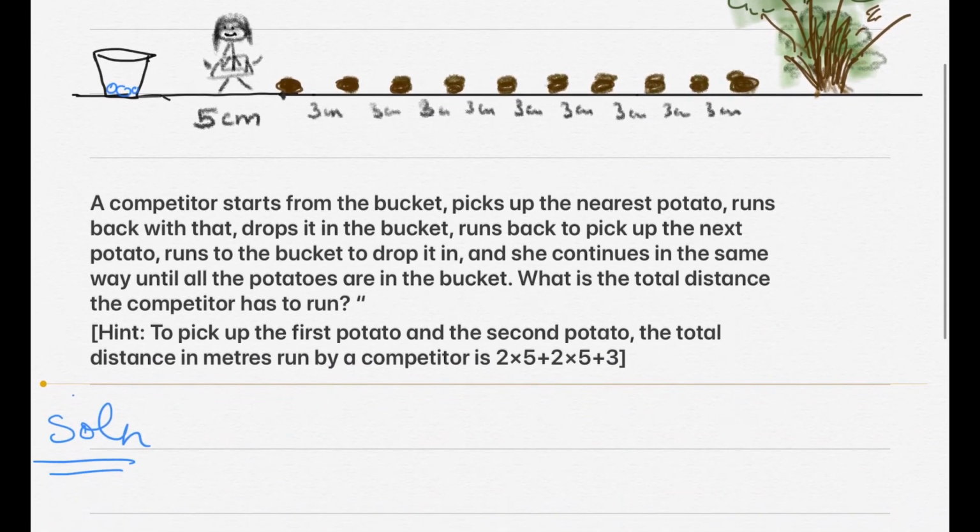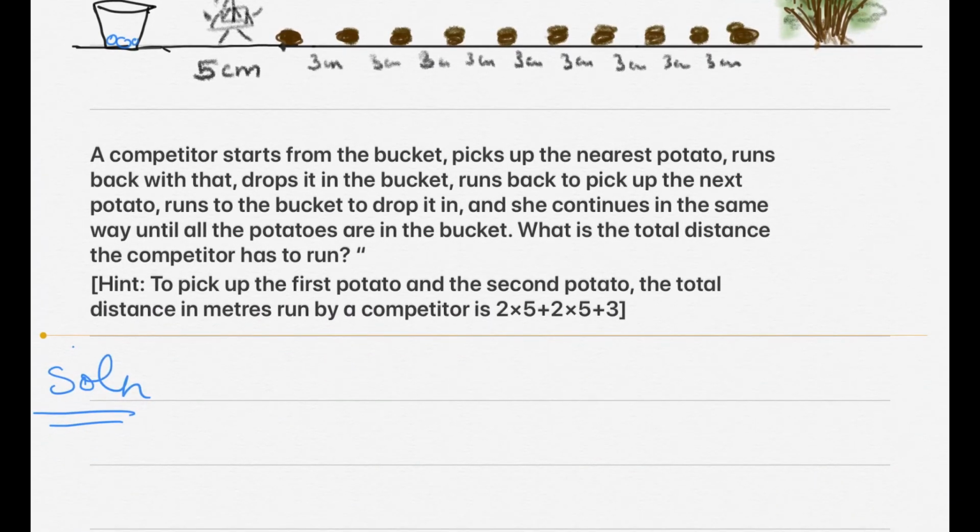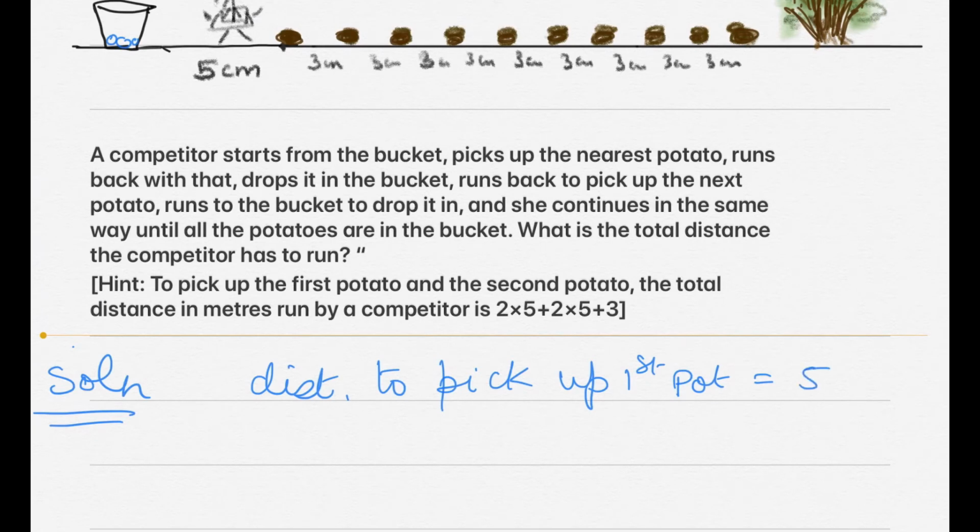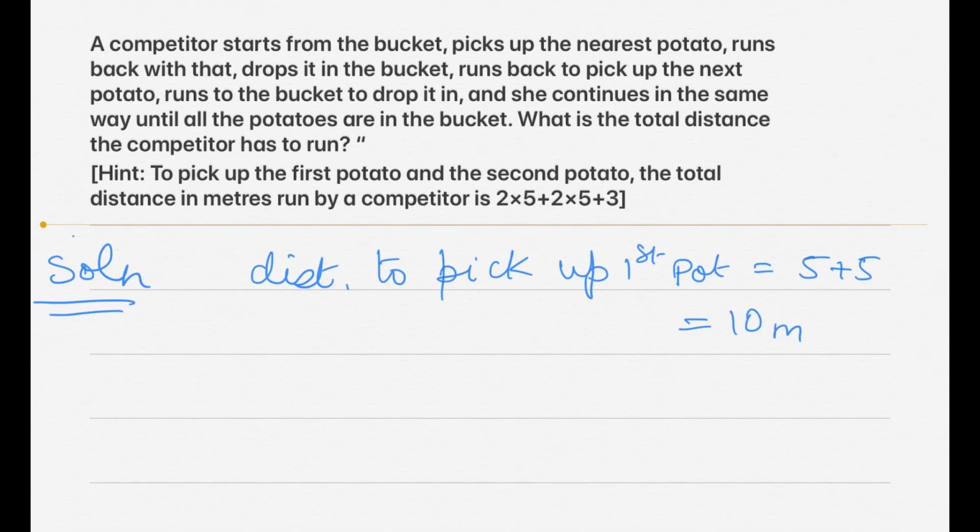Potato race. First, the distance traveled to pick up the first potato would be equal to: she ran from the bucket to the potato and then from the potato back. So that is 5 plus 5, right? So 10 meters she did.